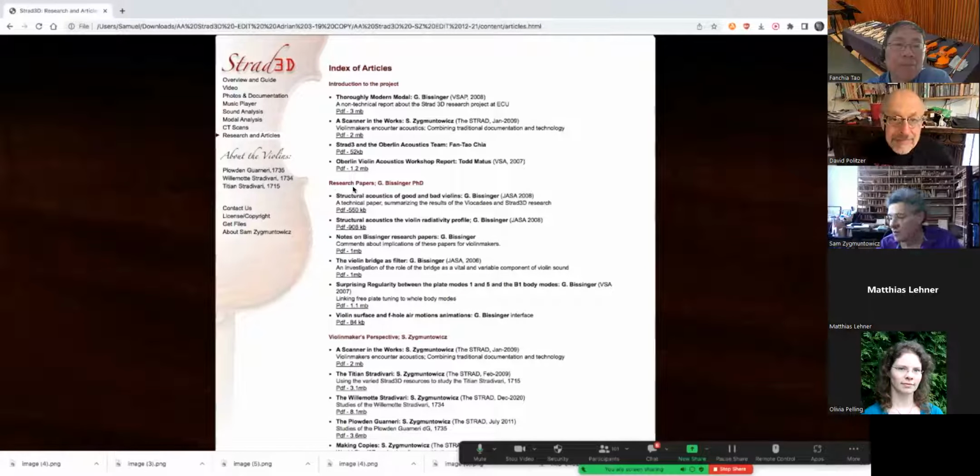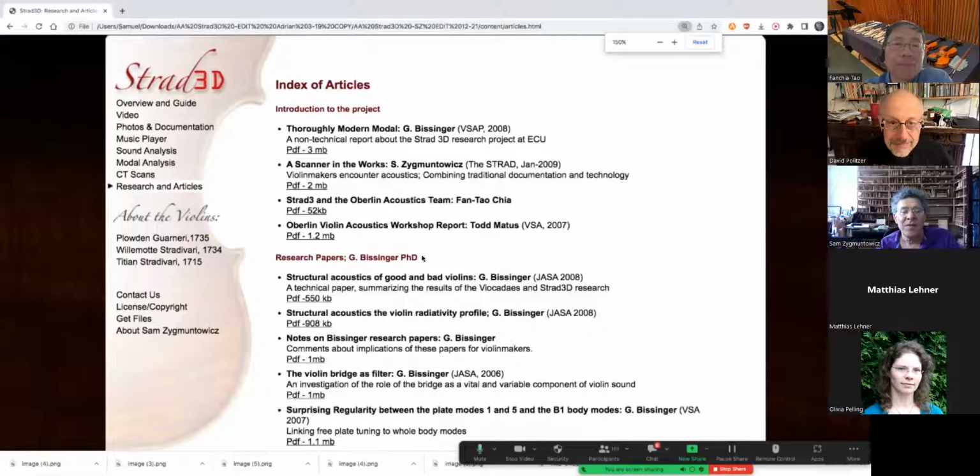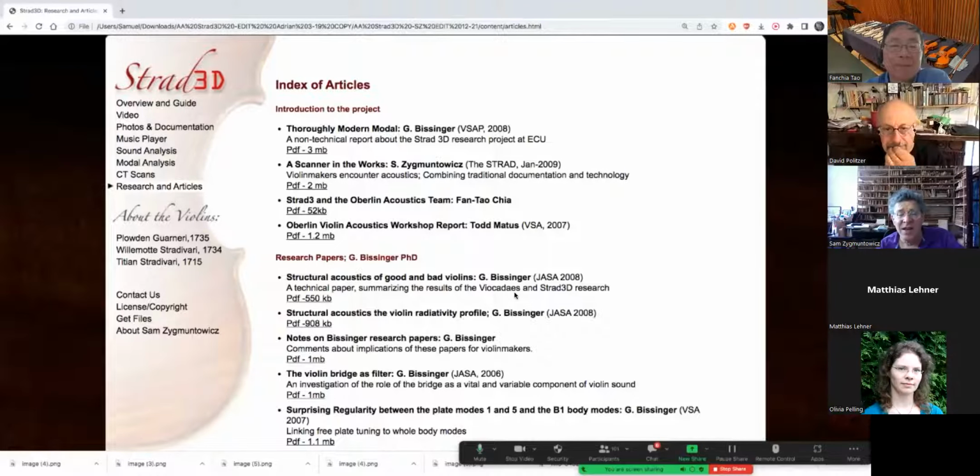These are Dr. Bissinger's papers. And this one, Structural Acoustics of Good and Bad Violins, focuses on the Strad3D work and also on his many, many years. He had a project called VIOCADEAS. However, I'm not sure if I'm pronouncing it right. Violin computer-aided analysis, basically. And it's very interesting that it's the study of good and bad violins. Just studying good violins by themselves doesn't tell you as much unless you can contrast them with something.